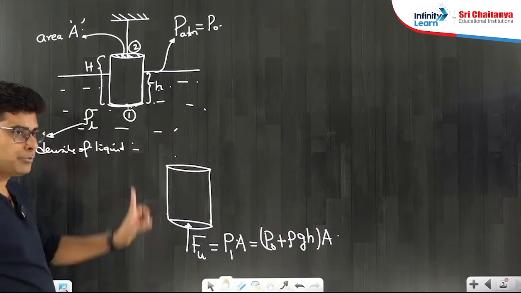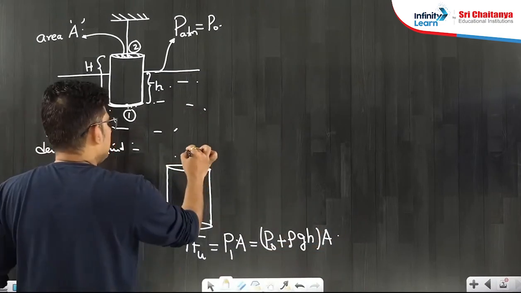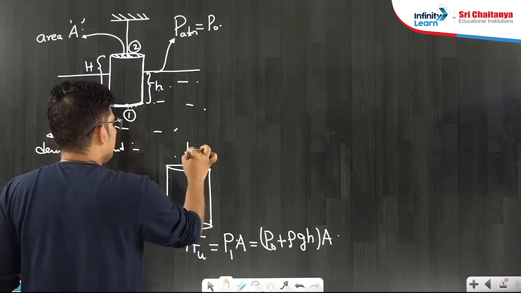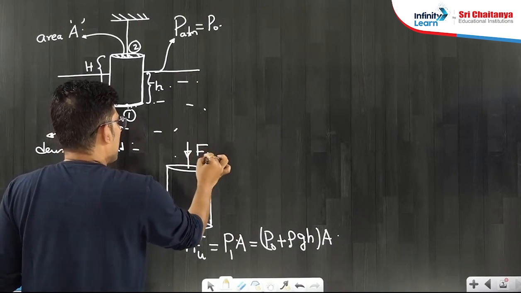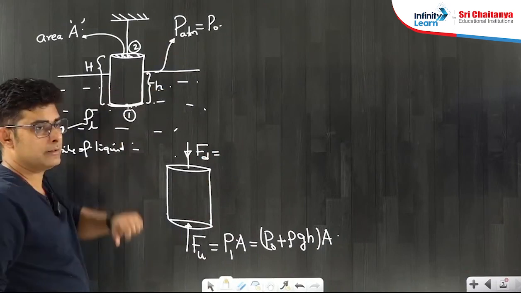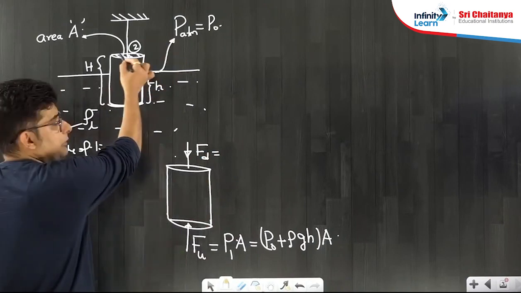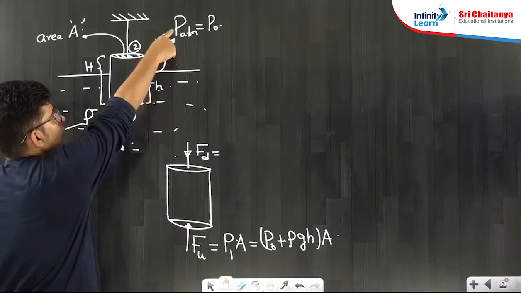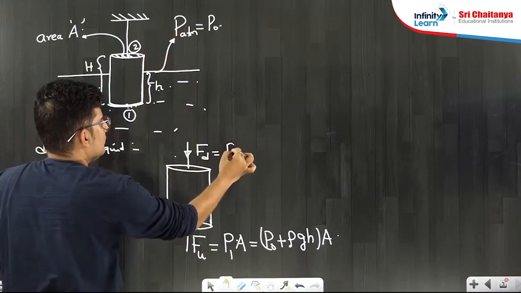This is upward. Now if you see from the top, here there is a down thrust due to atmosphere. Now here it is open to atmosphere, it is not in liquid. So what is the pressure here? P naught.